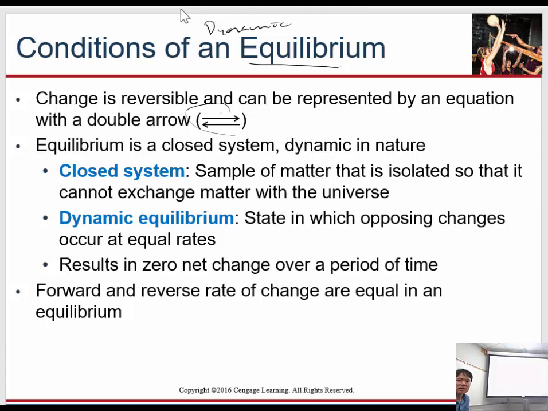Equilibrium is a closed system, dynamic in nature. A closed system is where no matter leaks out. We also have open systems, where matter can leak out. In a closed system, energy can leak in or leak out. In Chem 1A, we talk a lot about these, but in Chem 4, not so much. In Chem 4, we talk about dynamic equilibrium, so you should know dynamic equilibrium. This is a case where the changes occur at equal and opposite rates, but it results in zero net change.